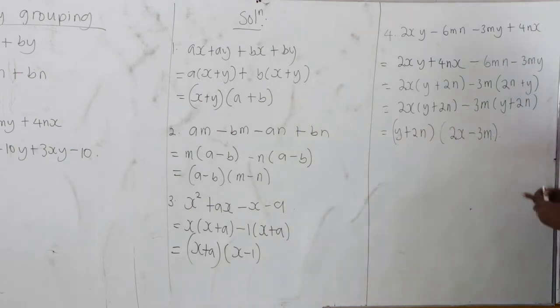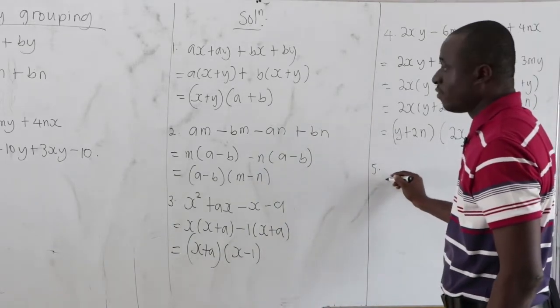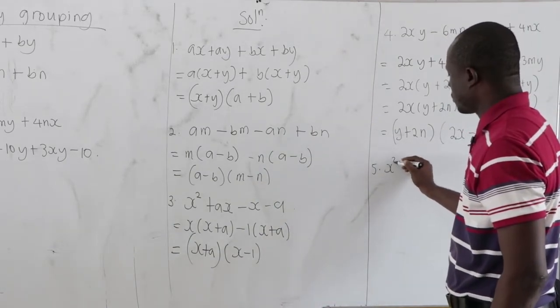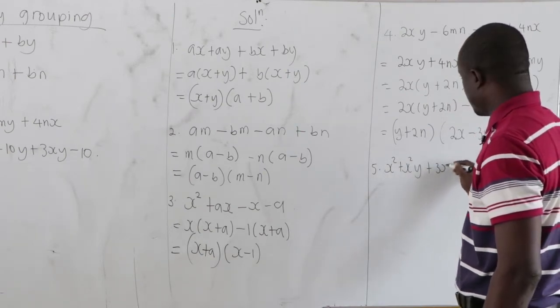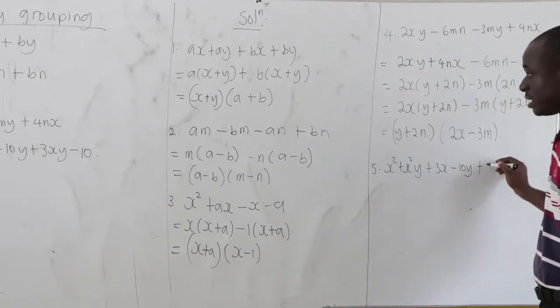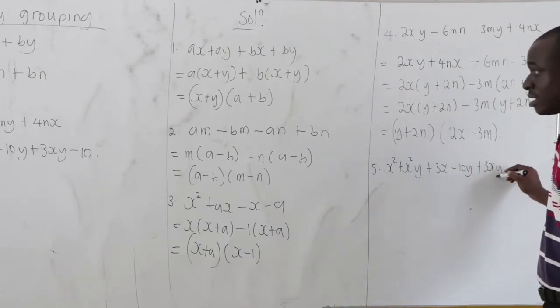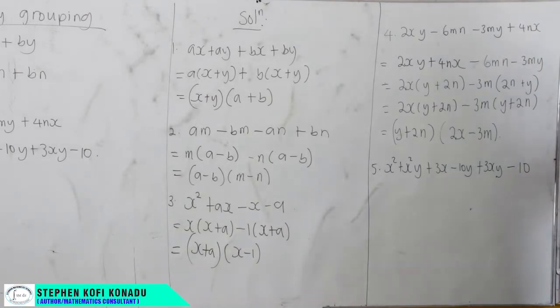That's very easy. This is a past question. Now let's see the fifth one. We have x squared plus x squared y plus 3x minus 10y plus 3xy minus 10. Now let's see.